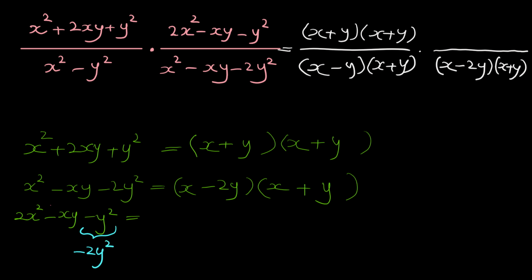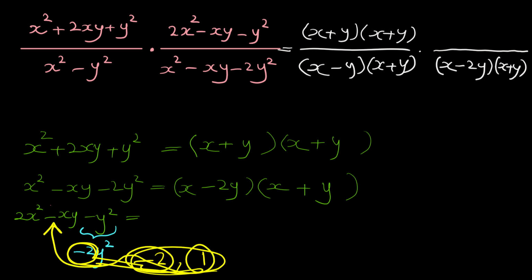Now we look for two numbers. Forget y, focus on the number. We are looking for two numbers whose product is negative 2 and whose sum is negative 1. What are those numbers? Those numbers are negative 2 and 1, because their product is negative 2 and the sum of these two is exactly negative 1.